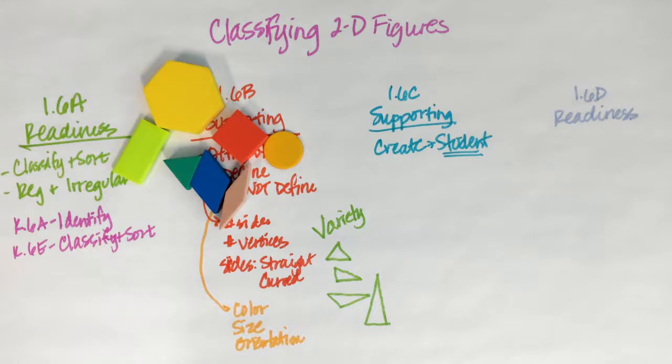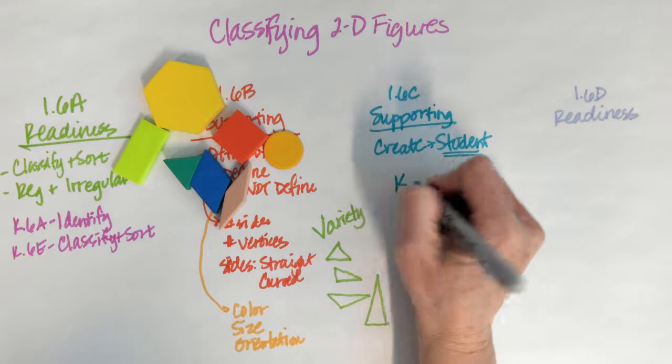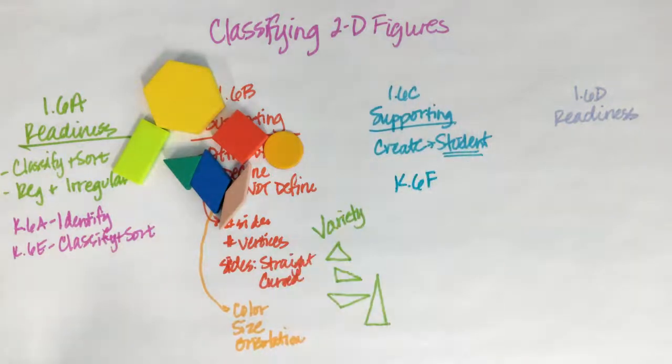In kindergarten, this goes along with K6F, and their verb was create also. So they created 2D figures using a variety of materials and drawings. So that goes right hand in hand with your standard. This is a great opportunity to use geoboards.